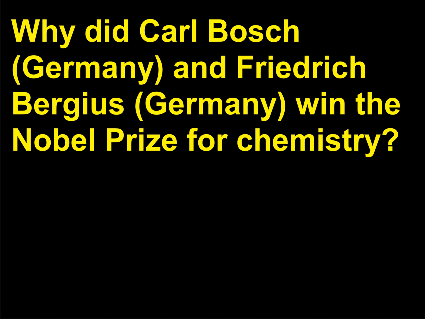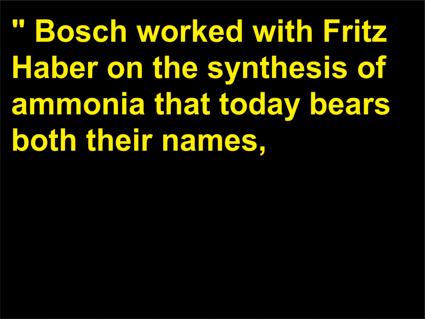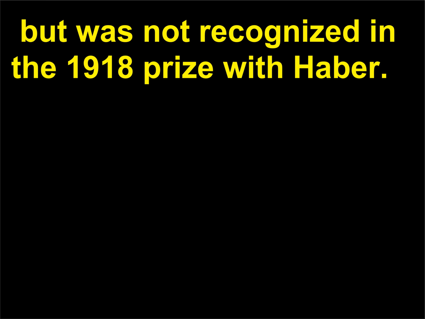Why did Carl Bosch, Germany, and Friedrich Bergius, Germany, win the Nobel Prize for Chemistry? For their contributions to the invention and development of chemical high-pressure methods. Bosch worked with Fritz Haber on the synthesis of ammonia that today bears both their names, but was not recognized in the 1918 prize with Haber.